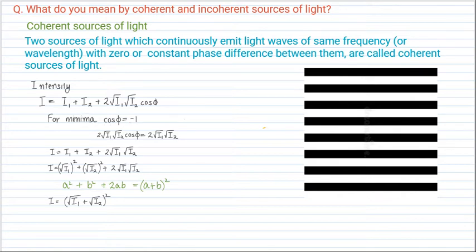So for your minima, the cos phi should be equal to minus 1, the smallest value of cos phi. So if cos phi equals minus 1, then this term will be minus 2 root over I1 I2. Fine. Now, if I substitute this term in this equation, what happens? Everything will be the same, only this sign. Instead of plus, it will be minus.